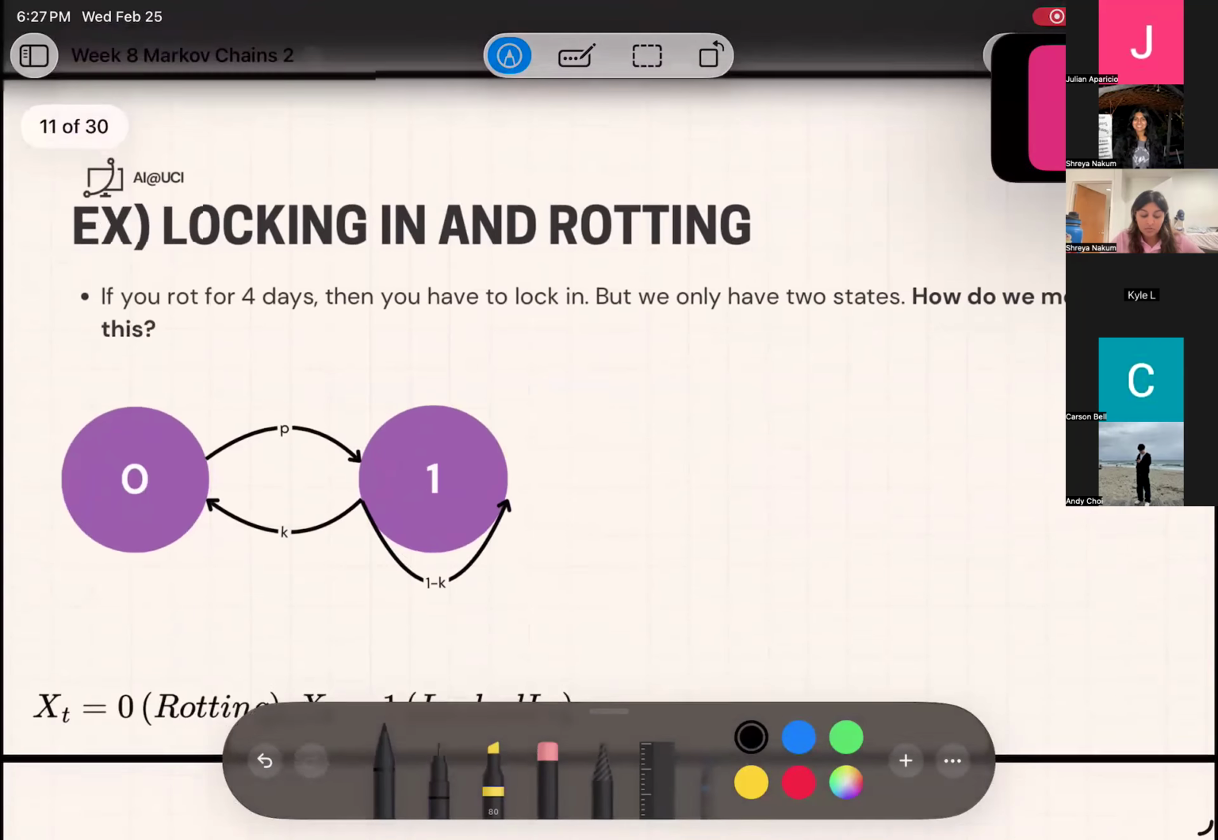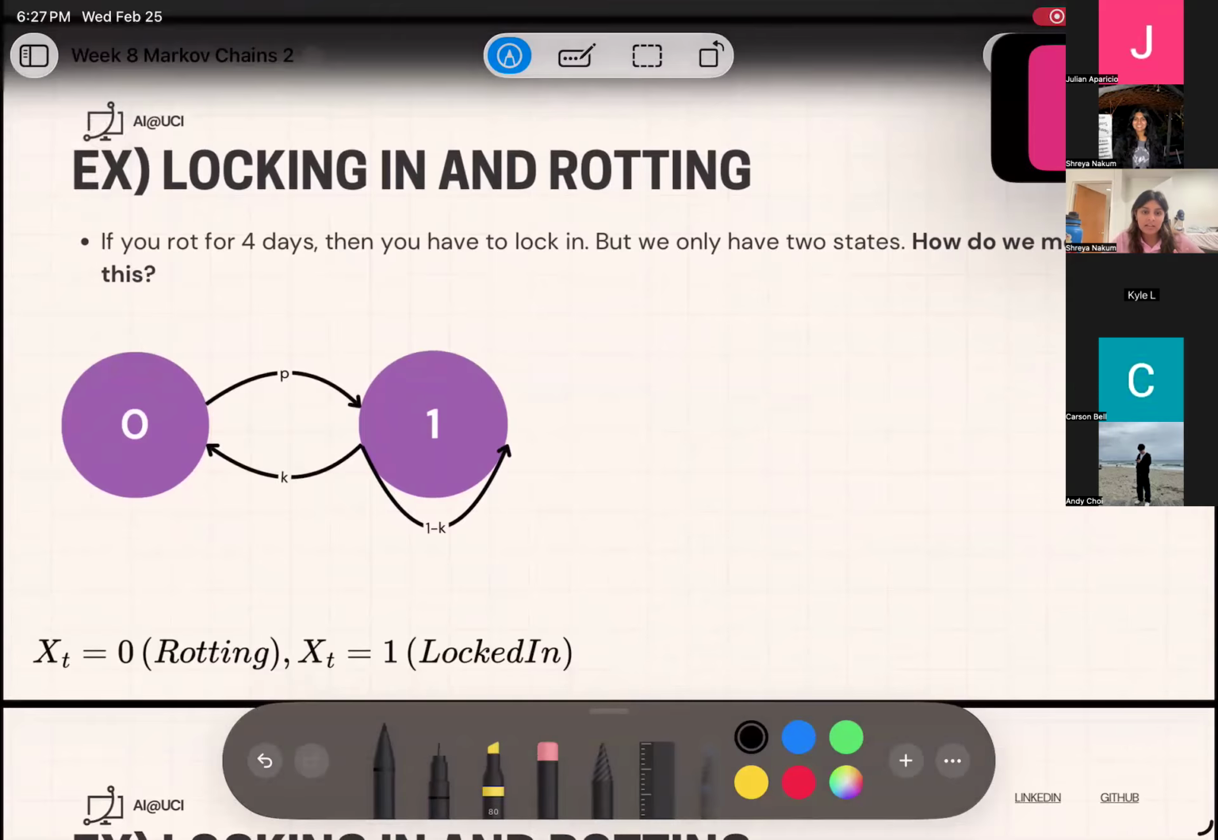So now I have another question for you. Let's say that if you rot for 4 days, then you have to lock in. No excuses. Doesn't matter what happened. 4 days straight rotting means you must lock in. But we only have 2 states. So how do we model this? Do you guys have ideas? A hint is it'll involve more than just our 2 states.